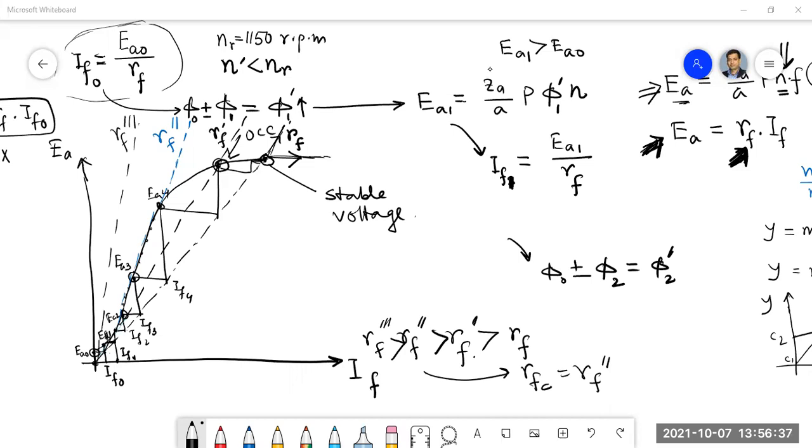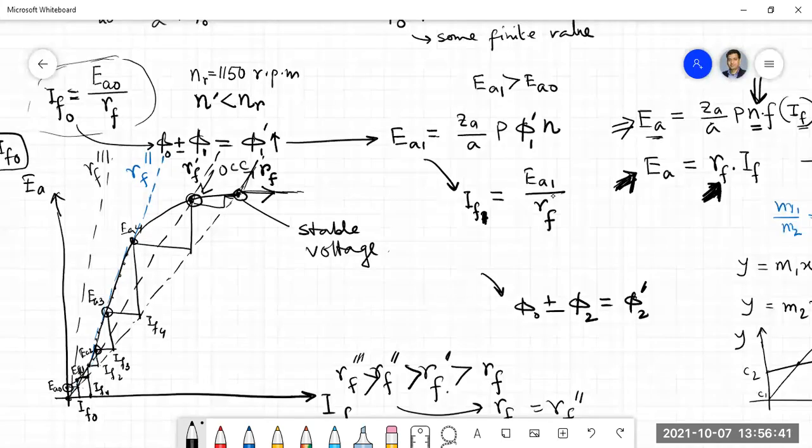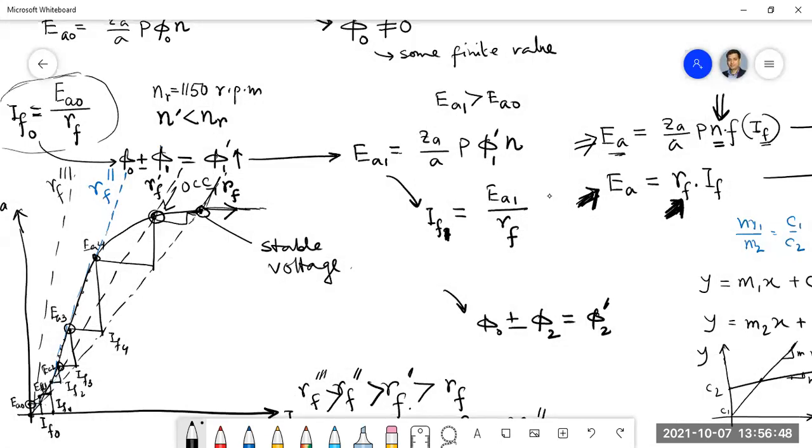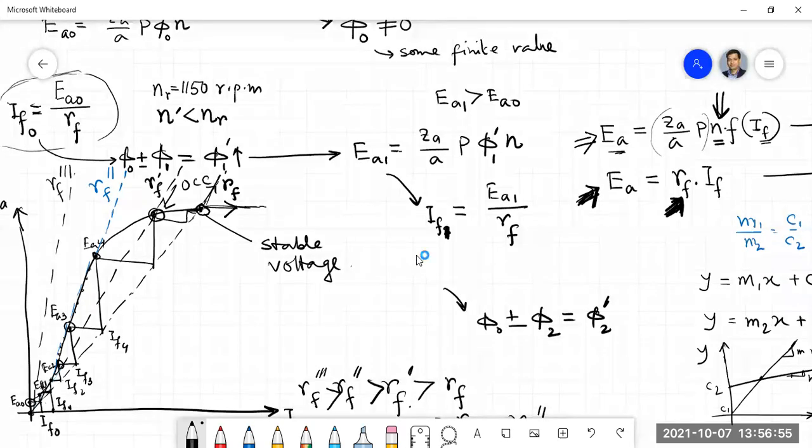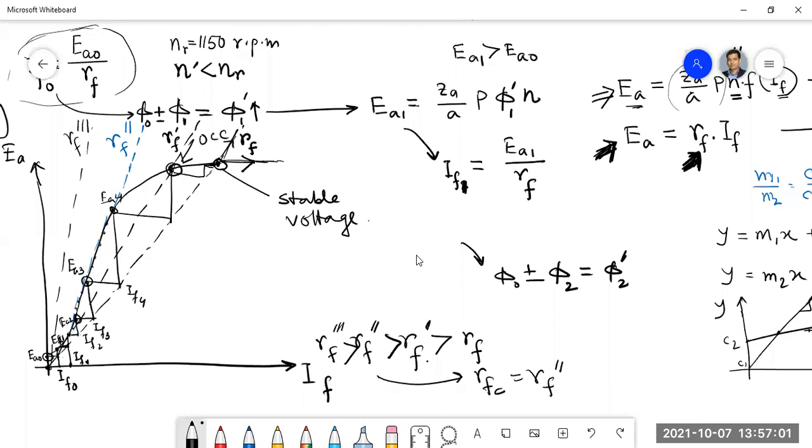Any idea? In this particular state, just see this line. If I change the n, what will change? Other things are constant. So what will change basically? The EA will change, so the curve will become flat. So the slope will decrease.